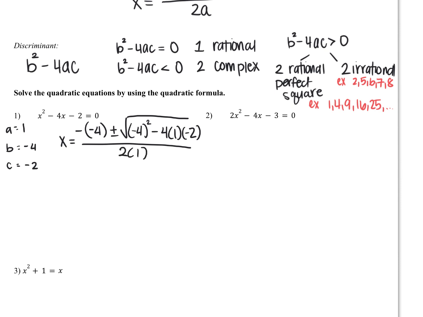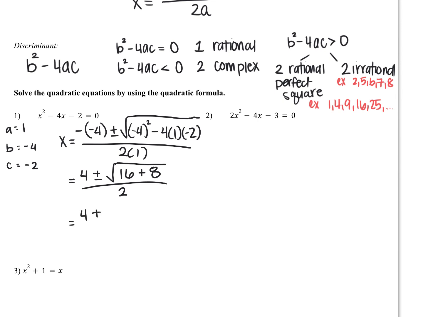The hardest part about the quadratic formula is making sure you plug in your numbers correctly, because the rest of the steps is just simplifying this equation. So negative 4 is going to become positive 4, plus or minus. The reason I put this negative 4 in parentheses is because I am squaring the number negative 4. If I don't put parentheses around it, I'm not going to get the right answer. So when I square negative 4, I get positive 16. And then we have negative 4 times 1 times negative 2, which is going to give positive 8, divided by 2.